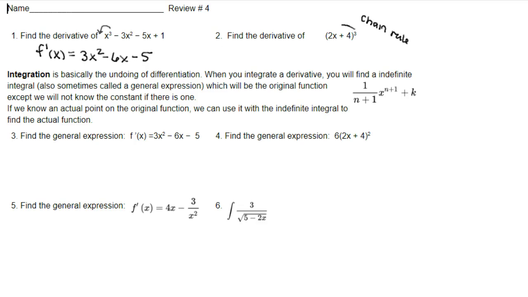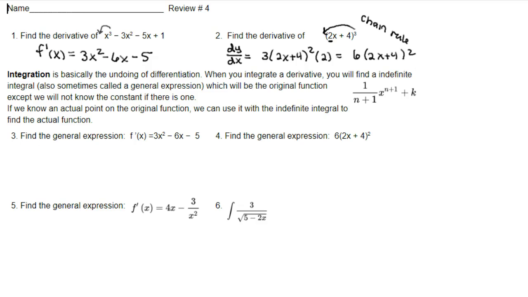So with this other one, number 2, we're going to use the chain rule, and it works pretty much the same way. We're going to bring the 3 down in front, and then we're going to multiply it times 2x plus 4 to the second, but then we're going to also multiply it by the derivative of the inside. And then that'll give us this.